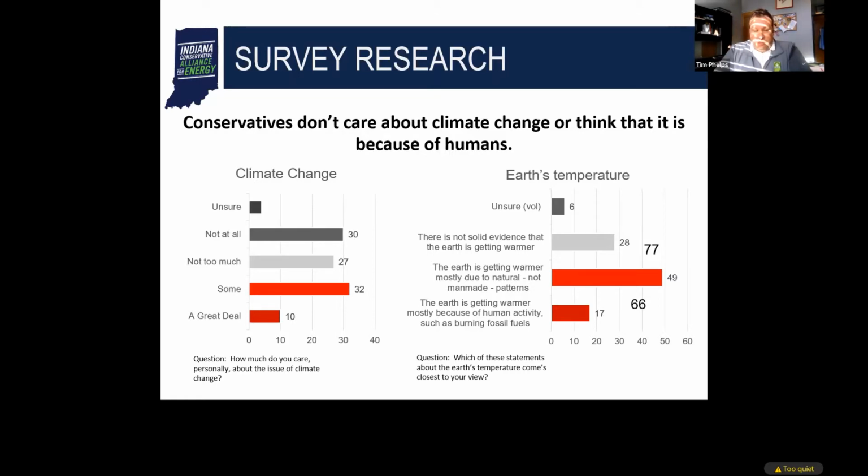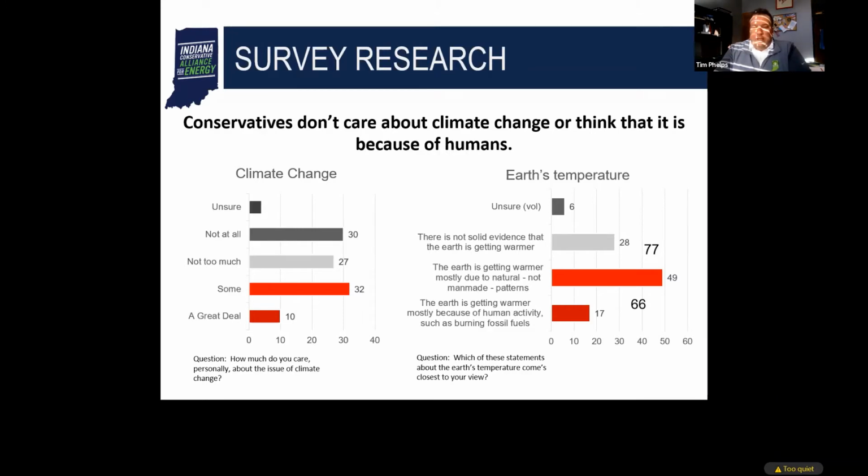So here's your problem. Republicans believe the climate is changing, but they soundly reject the notion that we can do anything about it. 77% believe it's getting warmer, but due to natural causes, or there is not solid evidence we can do anything about it. That's actually up from 74% in 2017.